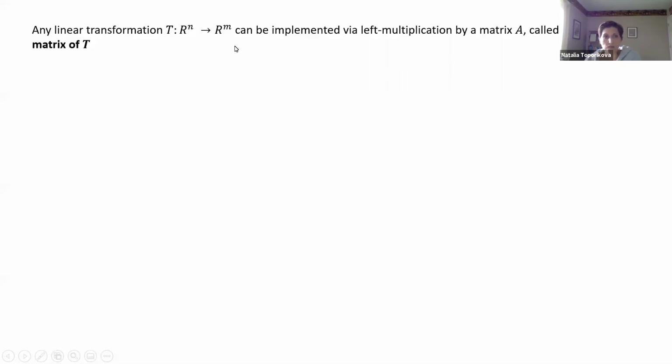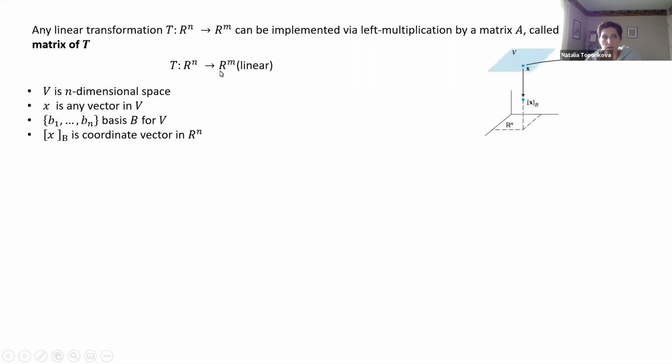So, okay, let's look at the transformation T. Let's say this is a linear transformation from Rn to Rm, and let's say that our V is an n-dimensional space. And there is x, which belongs to this n-dimensional space. It can be any vector.